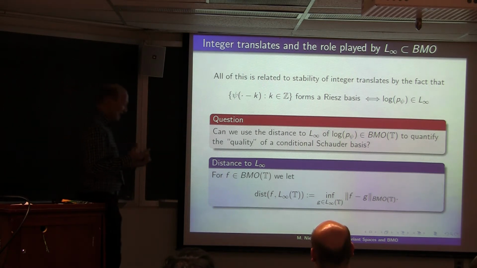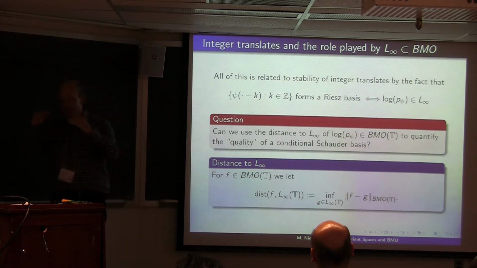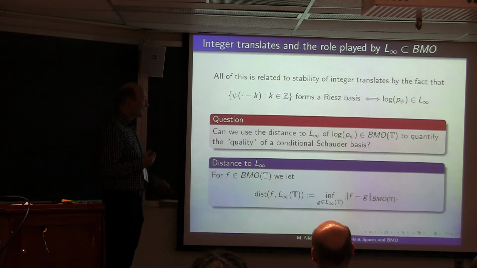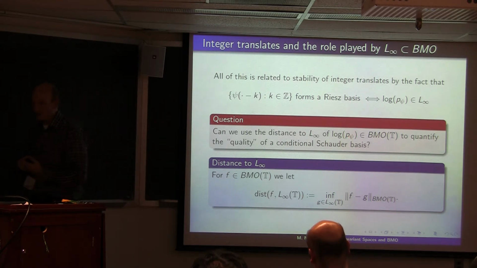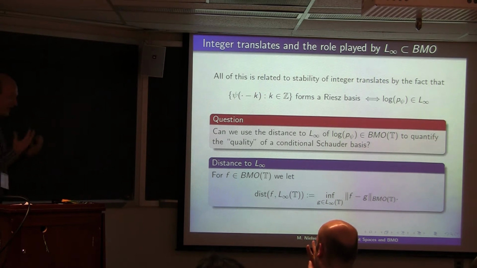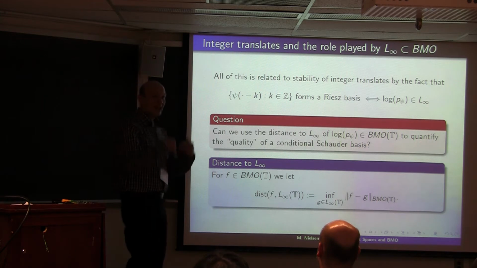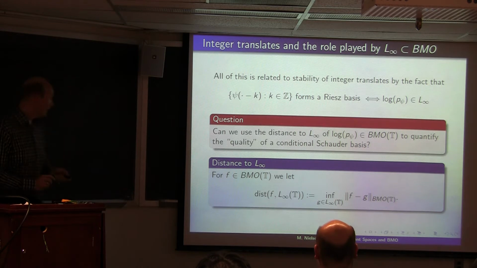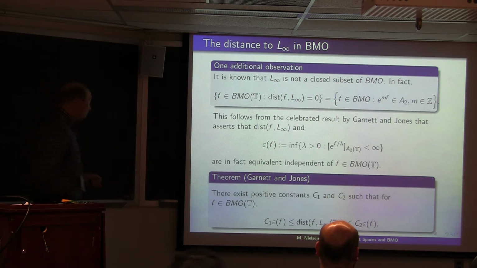So that gave us the idea that whenever you have a Schauder basis and take the log of the periodization function, you end up in BMO. The nice bases are the ones where you end up in L infinity. So could it be that you can use the distance from L infinity to the log of this weight in BMO, the distance in BMO, to put some quantitative measure on the quality of the basis? The idea would be that the closer you are to L infinity, the closer in some sense you should be to the good basis, the unconditional basis.